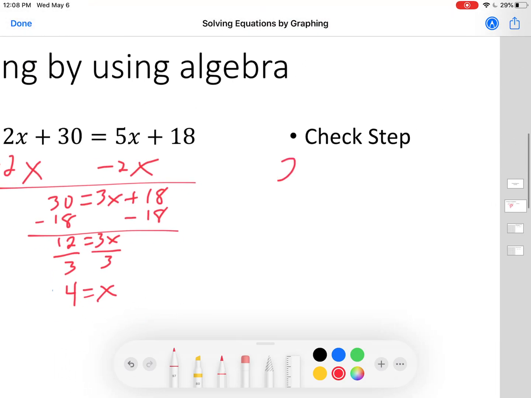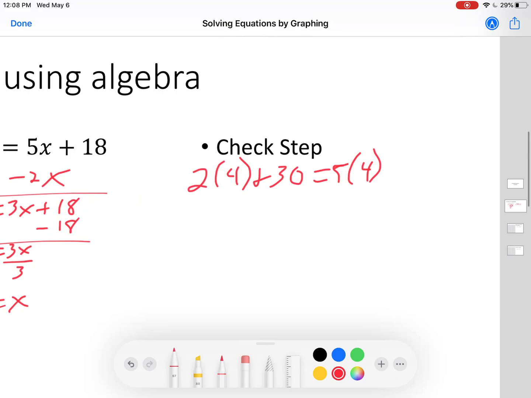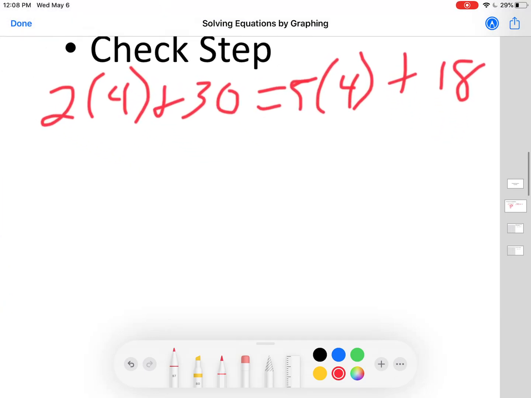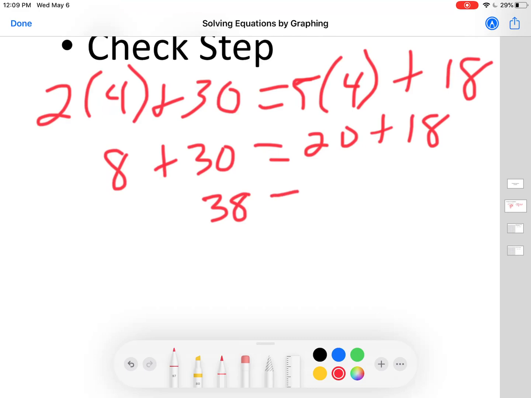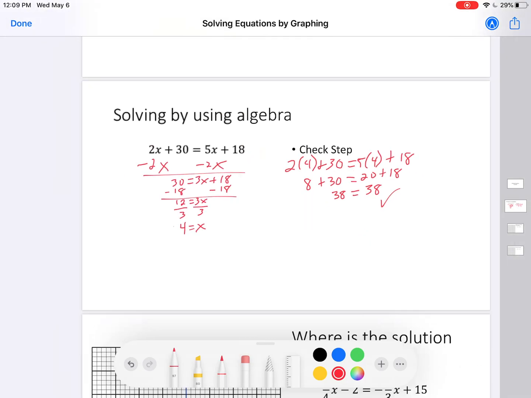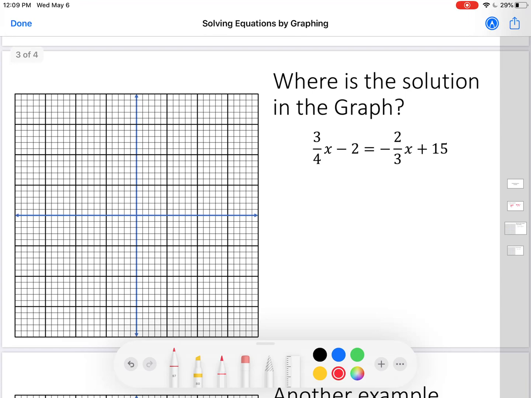Check step. 2 times 4 plus 30 equals 5 times 4 plus 18. 2 times 4 is 8, 8 plus 30. 5 times 4 is 20, 20 plus 18. 8 plus 30 equals 38. 20 plus 18 equals 38. Those two are the same. The check step shows that I am correct. Let's move on. Before, that was solving by algebra.